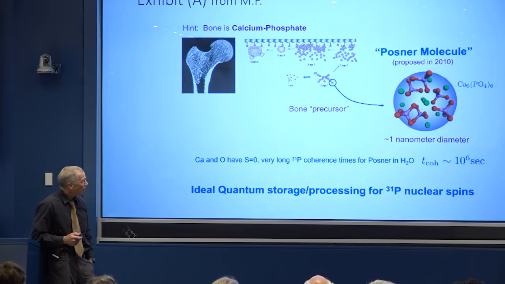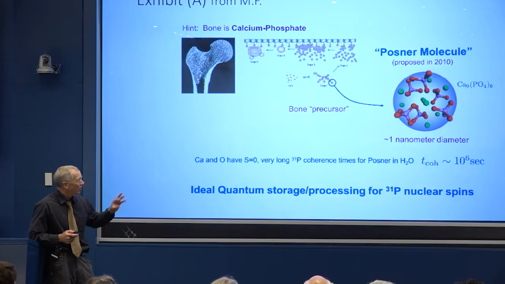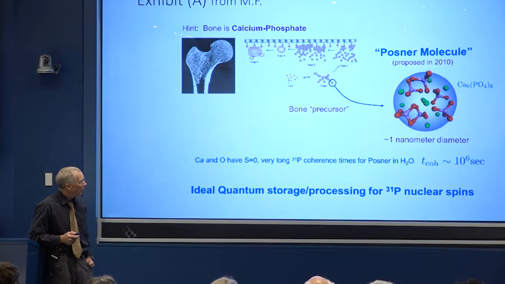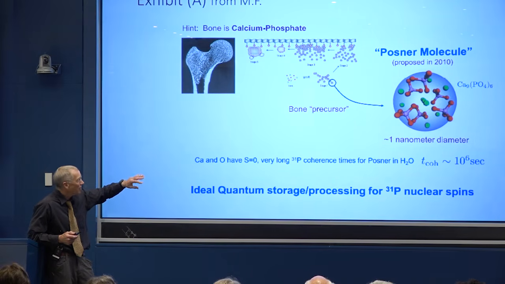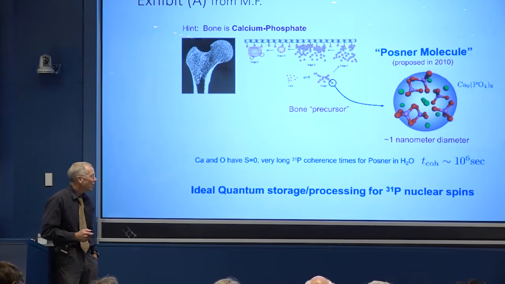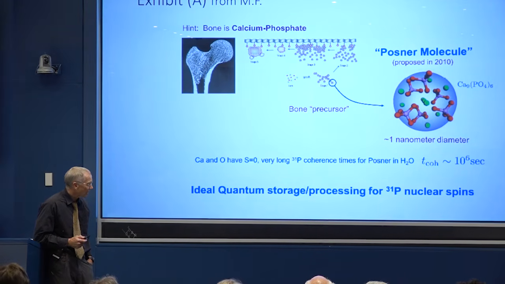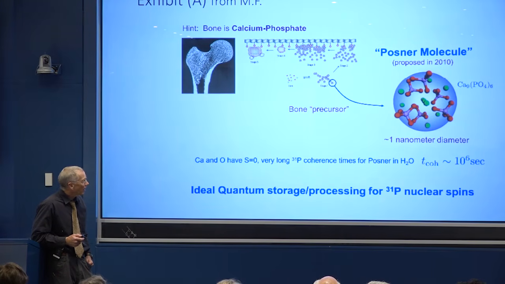Now, in this picture, the phosphorus still has to be very well protected. It has to be caged around by spin zero nuclei. Oxygen and calcium are both spin zero. And there are these complexes important in bone formation called Posner molecules, which are made of 4 phosphate groups and 9 calciums.